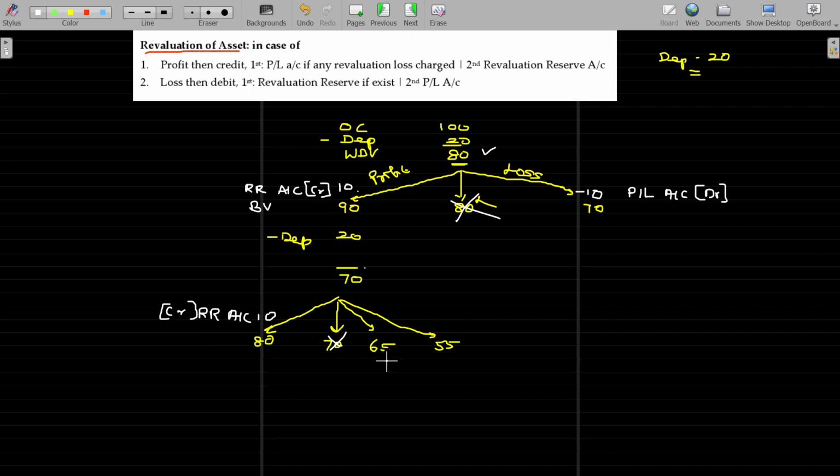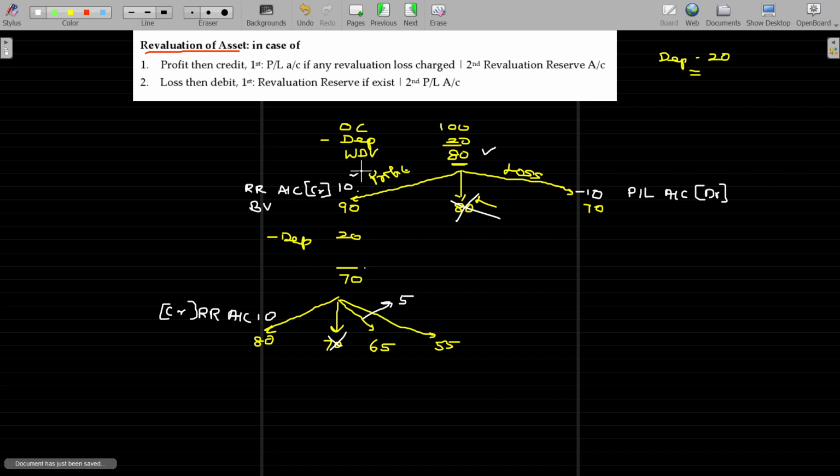But in this case, 65, there is a loss of how much? 5 rupees. In the case of loss of 5 rupees, what will I do? In the case of loss, usually what we do? Debit to P&L account. But in this case, this asset was revalued upside. Revalued upside means profit in the previous year. And that profit is available in which account? Revaluation reserve account.